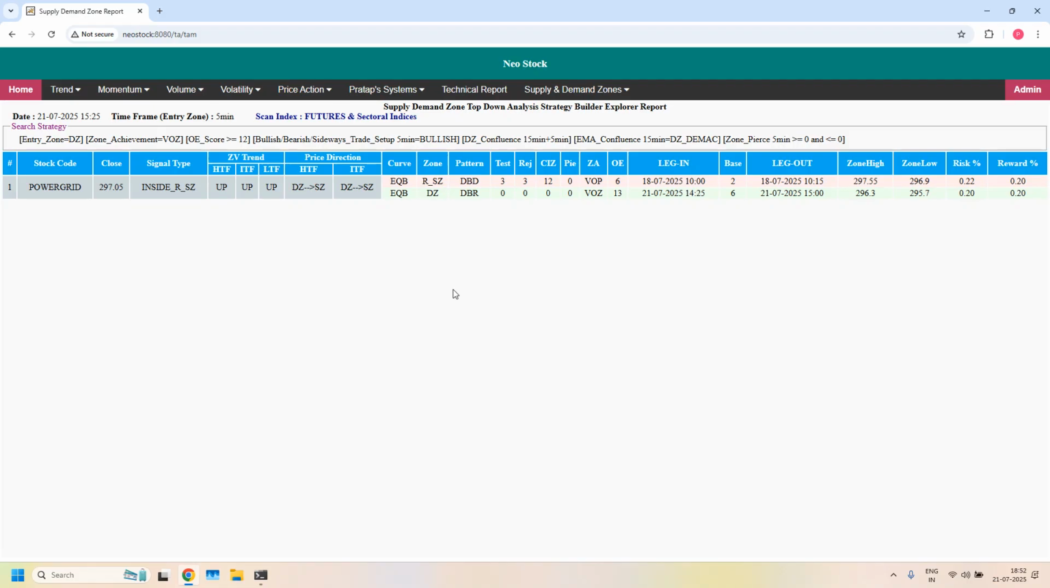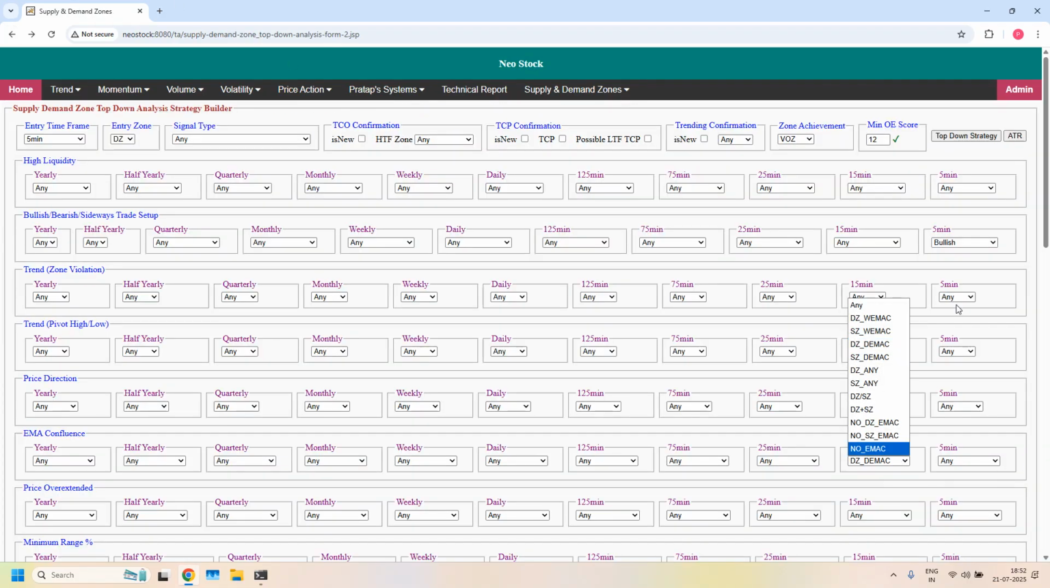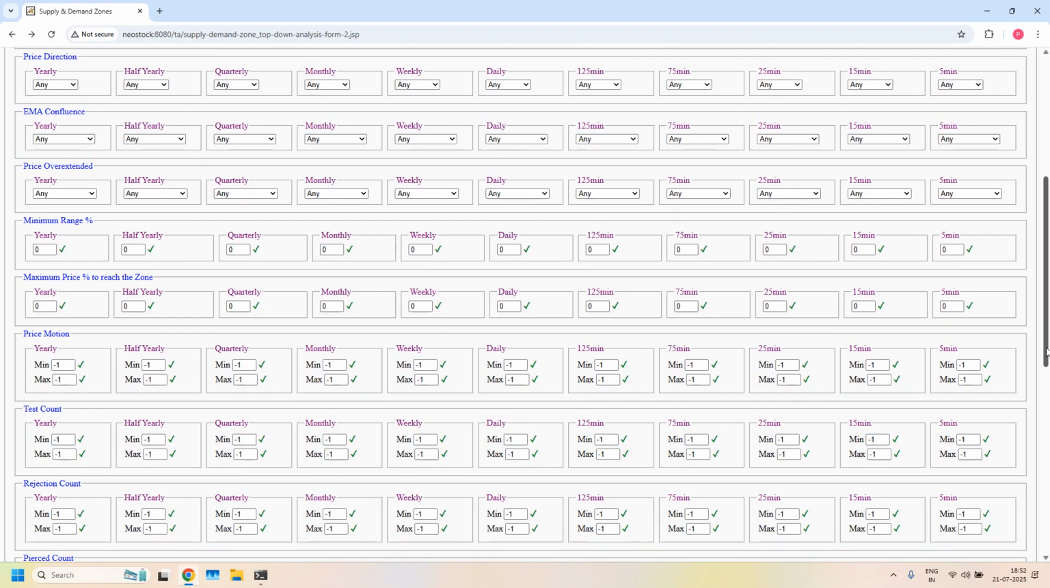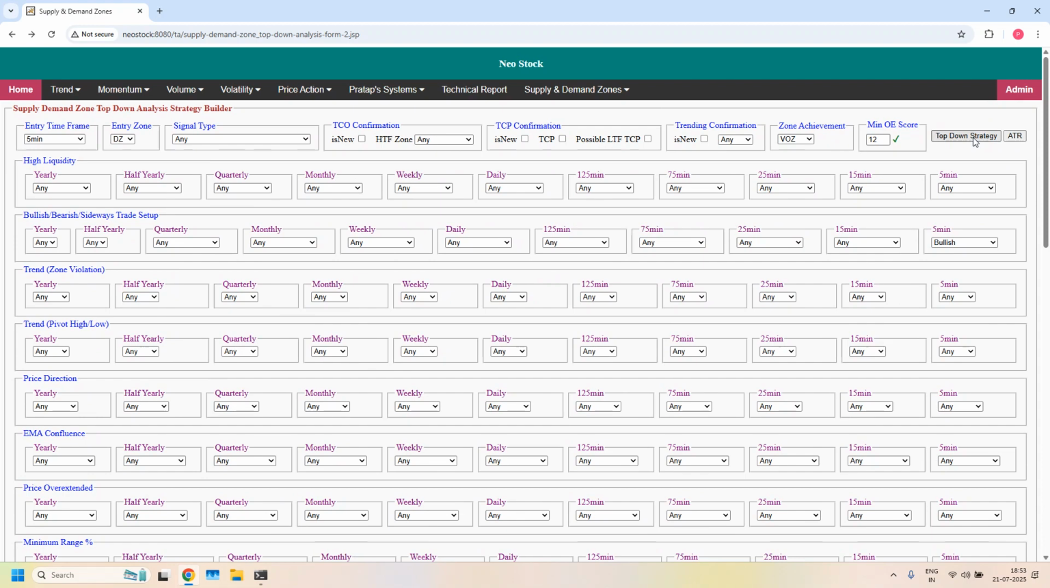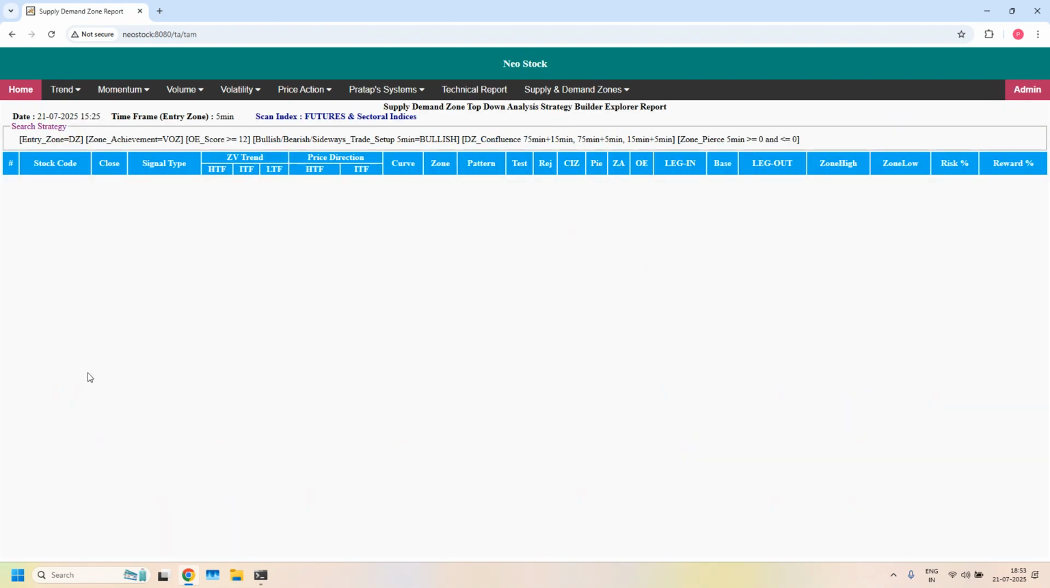Next, we will look into LTF, ITF and HTF demand zone confluence supported stocks. Removing EMA filter, demand zone confluence, 3 filters we have to set. First one is already enabled. Next, 5 minutes and 75 minutes demand zone confluence. 15 minutes and 75 minutes demand zone confluence. With all 3 filters, we don't have any stocks.